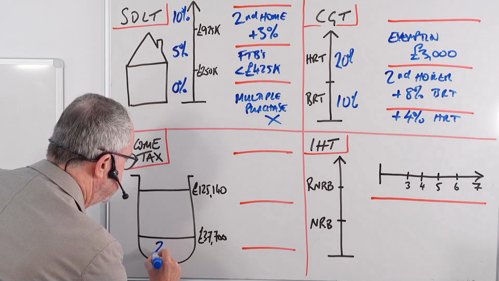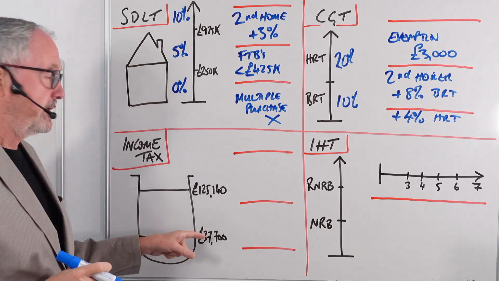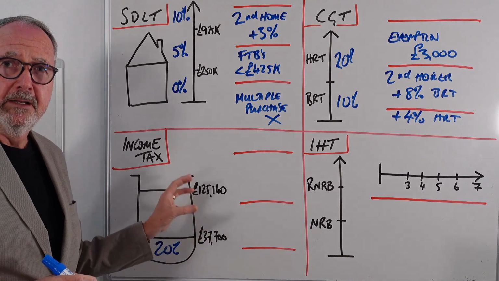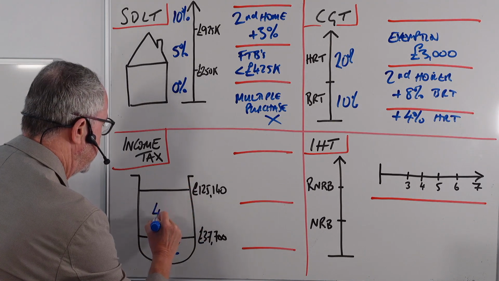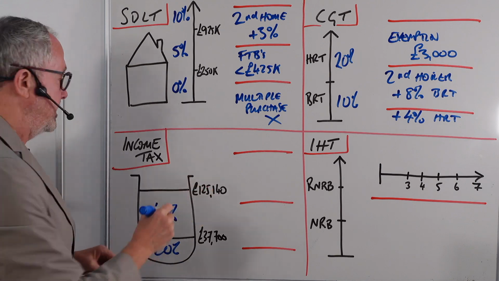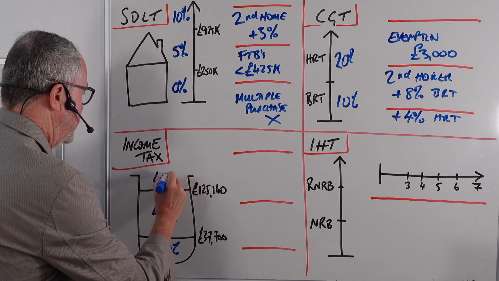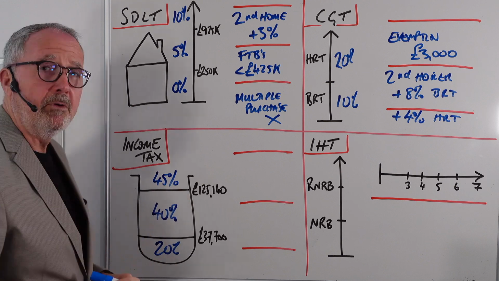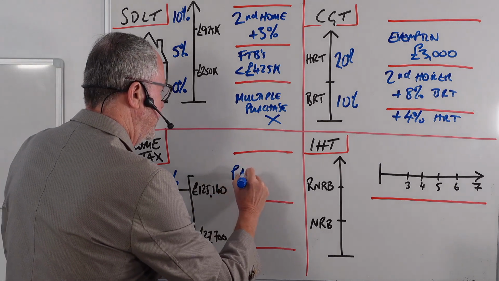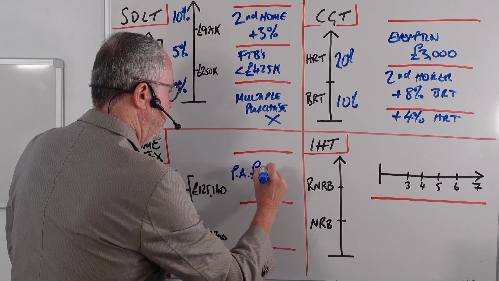You've got your 20% tax up to £37,700, so that's the amount of basic rate tax that people can pay. Then you've got a large chunk at 40% up to £125,140, and then above that it's still 45%. That may change next year with the new government. We'll wait and see.